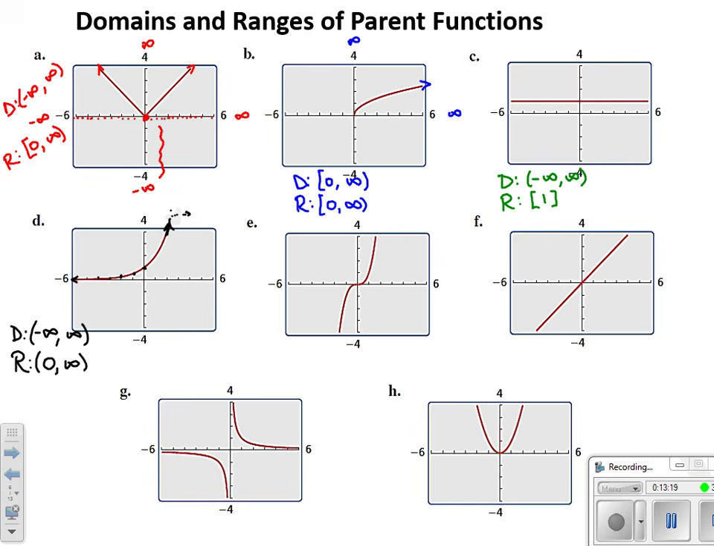With infinity, I don't know if I mentioned this or not, but with infinity, we always use a parenthesis there just because we can't actually get to infinity. We can't include infinity. It's kind of abstract.